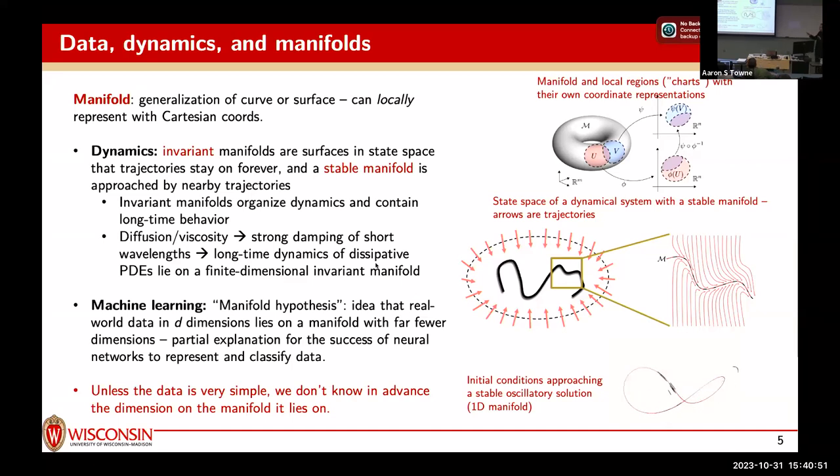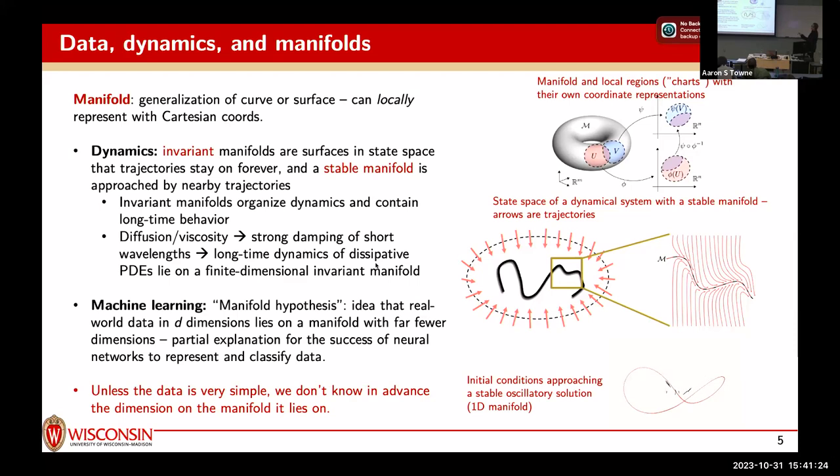And the way you describe these surfaces where the dynamics live, they're so-called invariant manifolds. So a manifold is just a generalization of a curve or surface. So it's anything that you can locally represent with Cartesian coordinates. Now, you might not be able to globally represent the whole shape with one set of Cartesian coordinates, but you can do it locally. And we'll get to the issue of local versus global later.